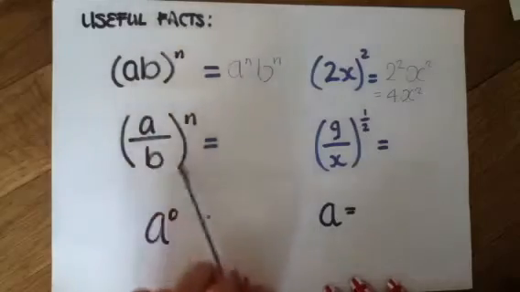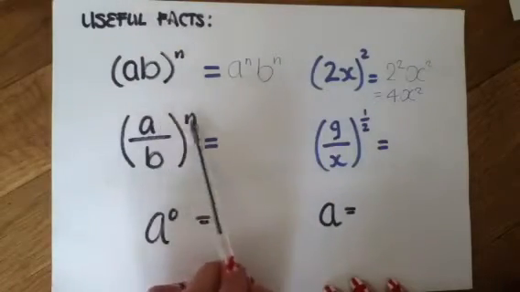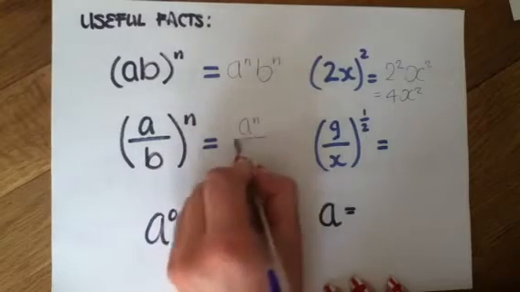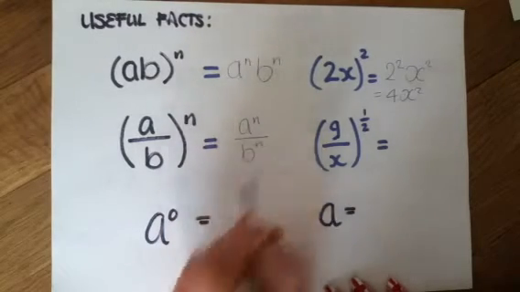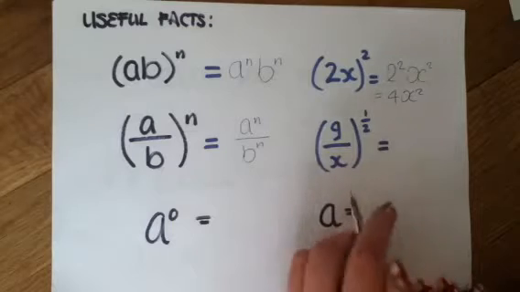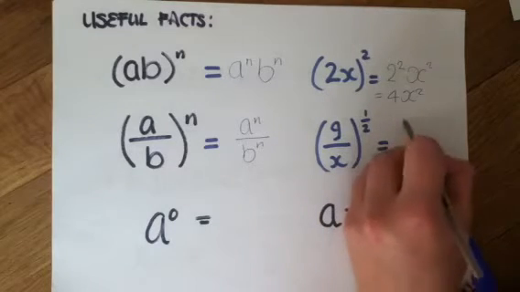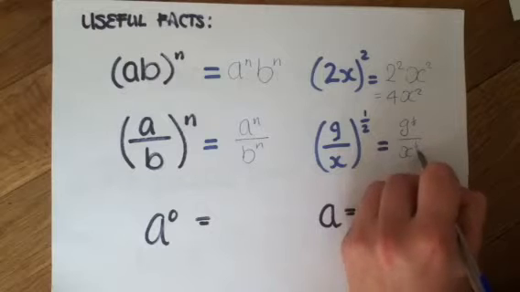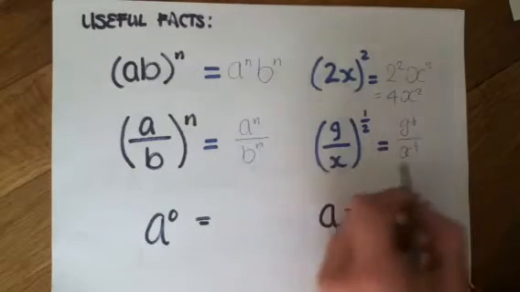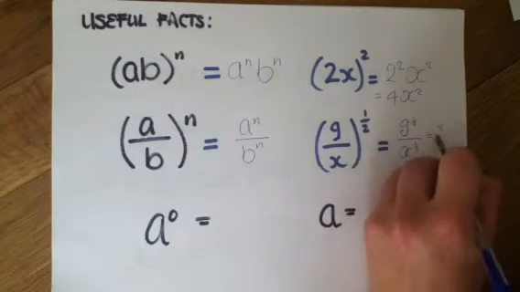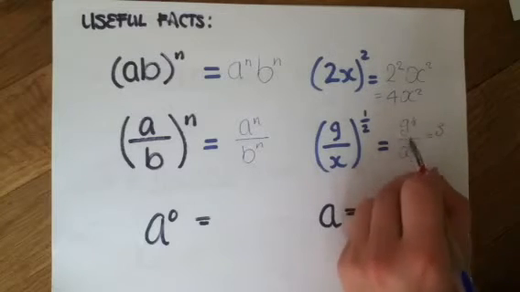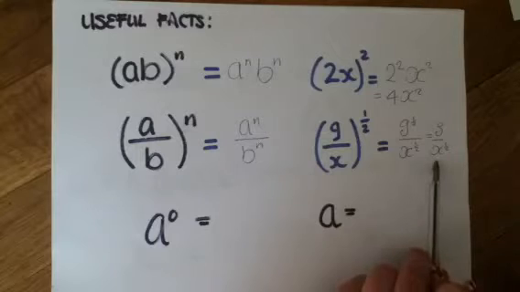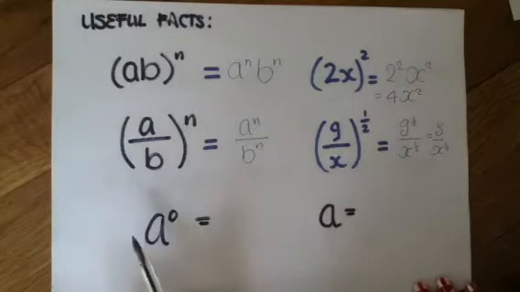This is a very similar example, and what we do is apply n to both the numerator and the denominator: a to the n over b to the n. Again, let's look at an example. Here we get 9 to the half over x to the half, which we can continue to simplify, which is 3, because the half means a root, over x to the half. We'll look at how to further simplify this in some of the later slides.